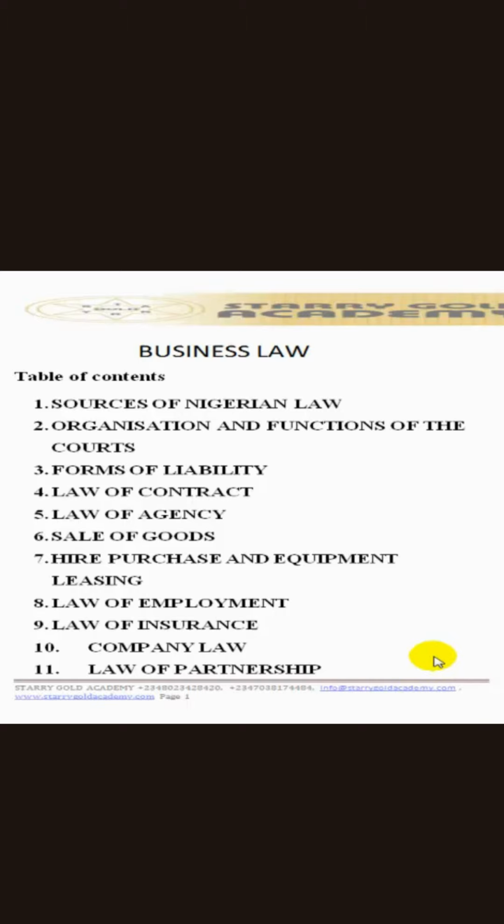We have sources of Nigerian law. We have organization and function of the courts. We have number 3, forms of liability. Number 4, law of contracts. Number 5, law of agency. Number 6, sale of goods. Number 7, hire, purchase and equipment leasing.